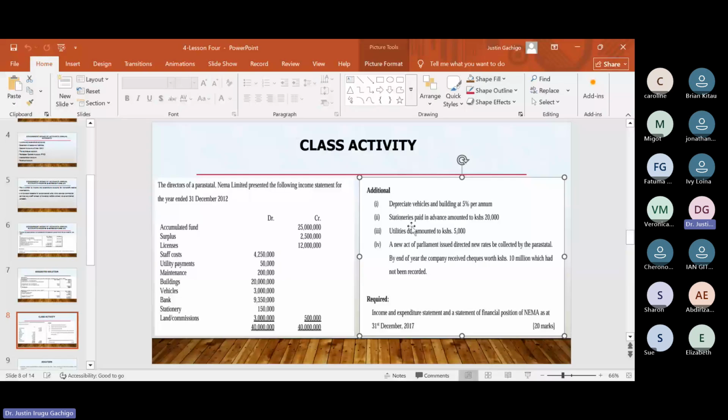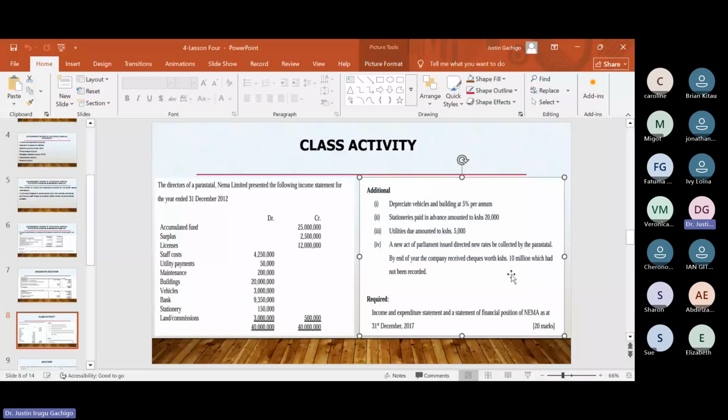Then we are told that the stationery paid in advance amounted to Kenya shillings 20 million. So this is a prepayment. You look at the stationery. We have stationery of 150, and out of 150, 20 has already been paid. So for the P&L, you'll have to deduct what has been paid. You're going to get an expense of 150 minus 20, because this 20 will go to the balance sheet as a prepayment. From the double entry, you appreciate how we normally post the prepayment. We debit the prepaid expense and we credit the cash or bank, because we are the one who has made that prepayment.